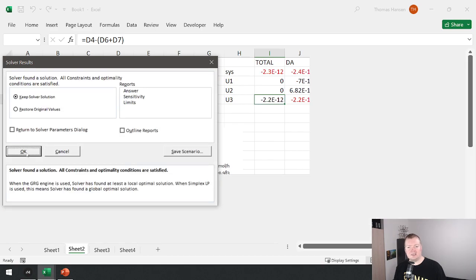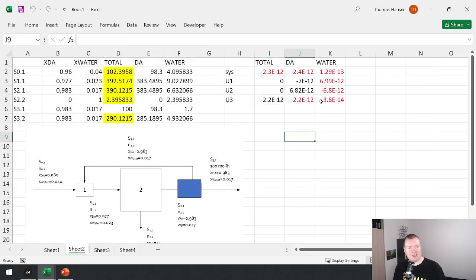Solve it. Excel found a solution. Everyone's happy. We just check. All of my equations trend toward 0. All of my masses are positive. Looks reasonable. Yep, I have now solved another one where I have this recycle stream. Where's my recycle stream?